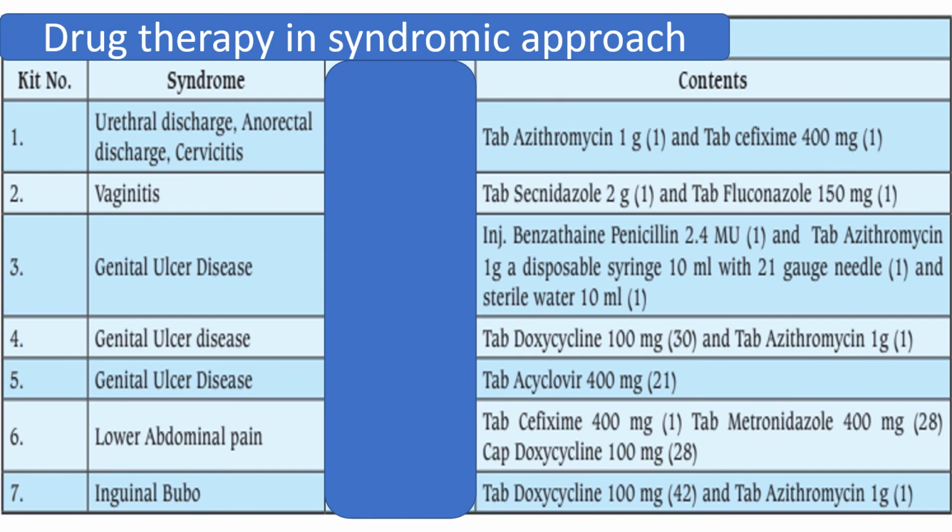Drug therapy in the syndromic approach: urethral discharge, anorectal discharge, cervicitis: azithromycin. Vaginitis: fluconazole or tinidazole. Genital ulcer disease: benzathine penicillin, azithromycin. Genital ulcer disease: doxycycline, azithromycin. Genital ulcer disease: acyclovir. Lower abdominal pain: cefixime, metronidazole, doxycycline. Inguinal bubo: doxycycline, azithromycin.